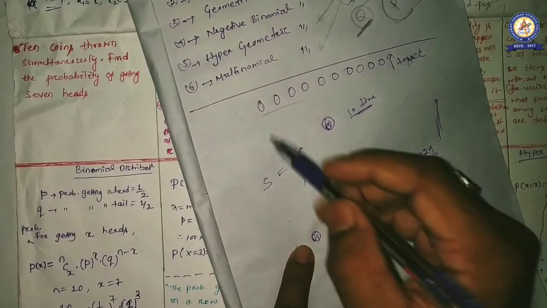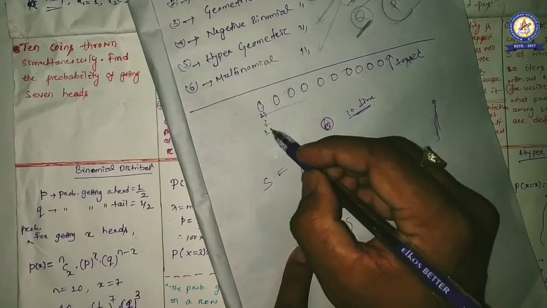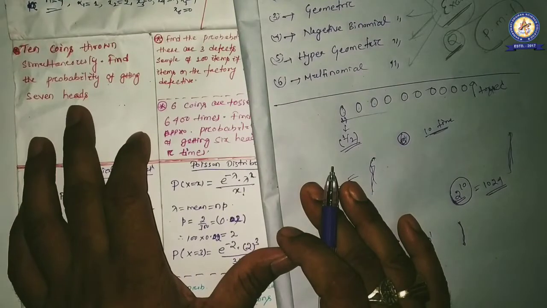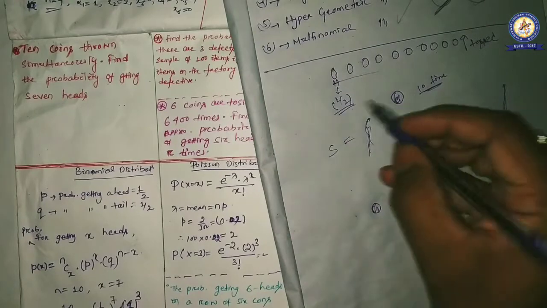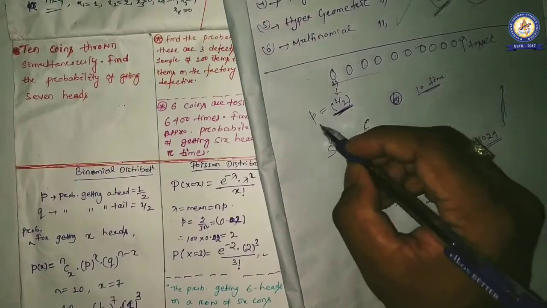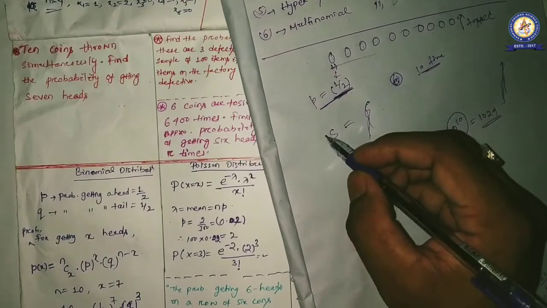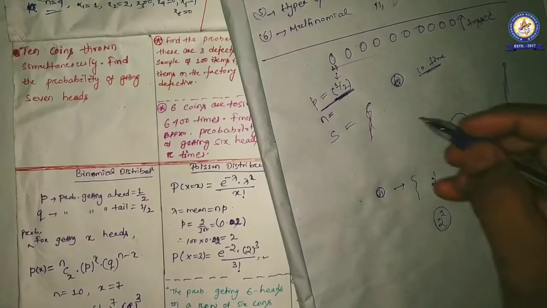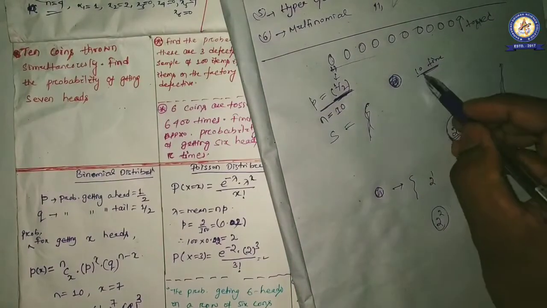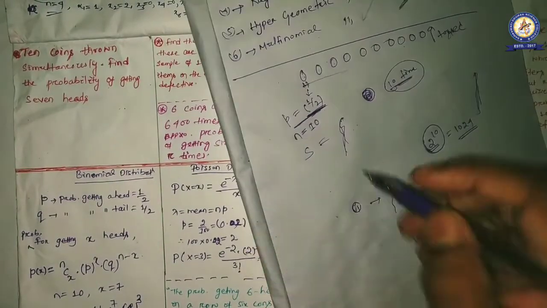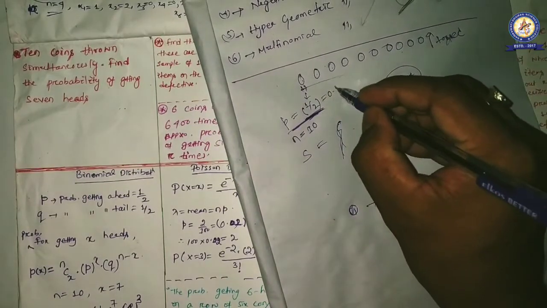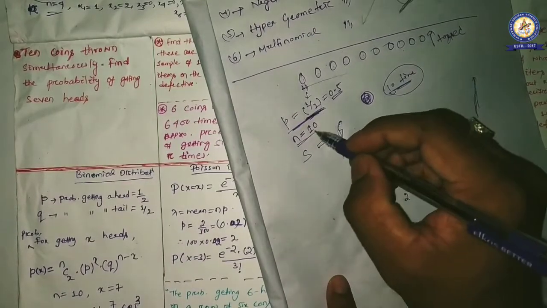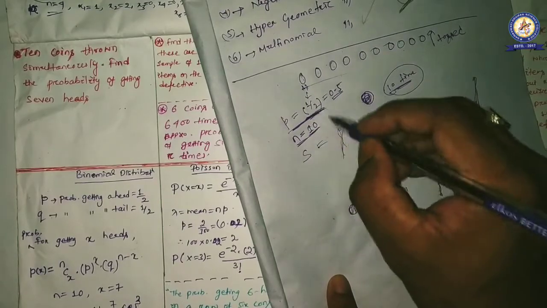So here we can see that for getting one head, what is the probability? 1 by 2, right? In the question it is asked for 7 heads. So here the probability of getting one head is P equal to 1 by 2, and the number of trials N equal to 10. That means one coin tossed 10 times. Here you can see that the probability is 1 by 2 or 0.5, quite large, and n is equal to 10, quite a small value. The number of trials is 10, so it will go for the binomial distribution.